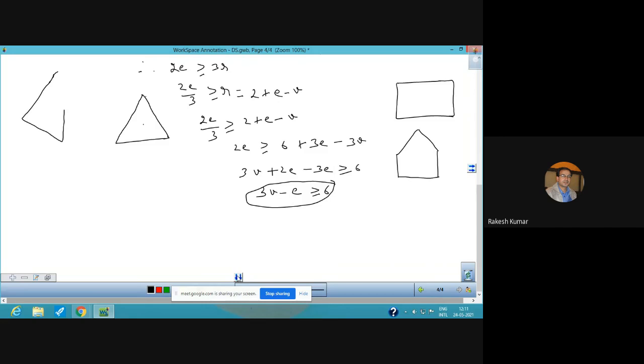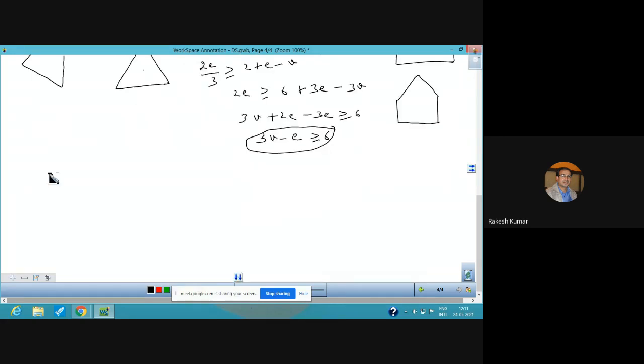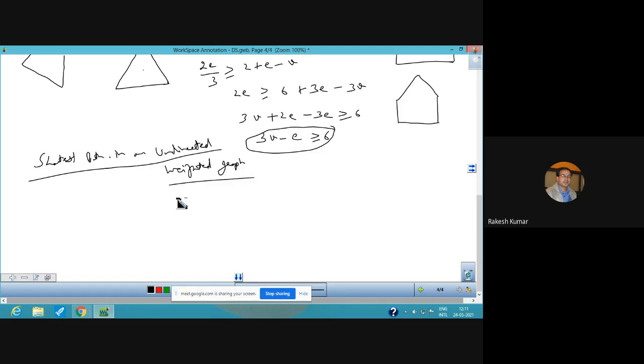Now we have a result related to the shortest path. Shortest path we have to find out in an undirected weighted graph. This is important. The new term is weighted graph. The weighted graph is a graph in which a positive number is assigned to each edge of the graph.